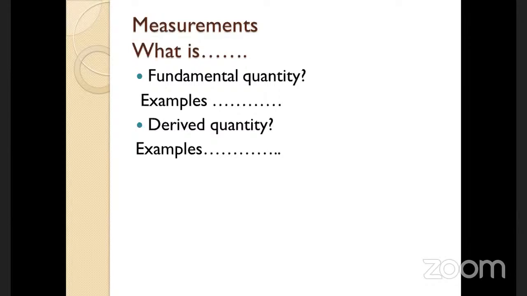What about derived quantities? What are derived quantities? Could someone define that other than Derek? Derived quantities are quantities that are calculated from 2 or more measurements. Good. In other words, they are quantities obtained from the fundamental quantities.